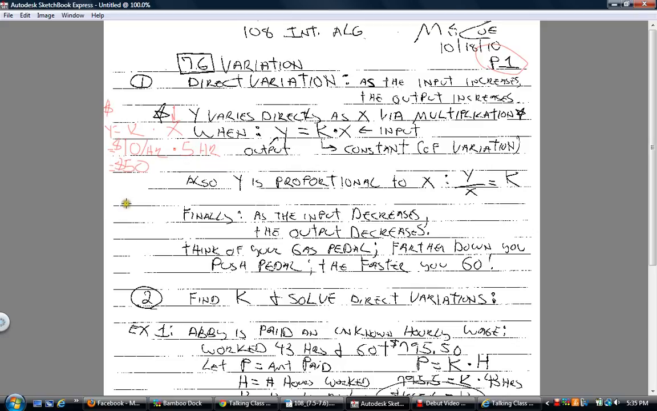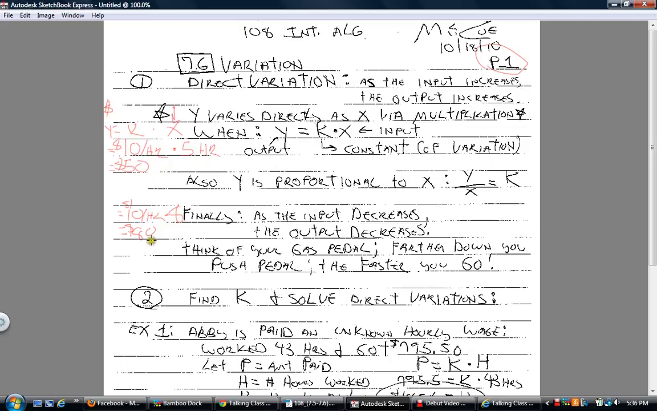However, if the next day you're still getting paid $10 per hour, but you work 8 hours, you know that you earn 10 times 8 or $80. So the bigger the input, the bigger the output. The smaller the input, the smaller the output. That's called direct variation. Okay.